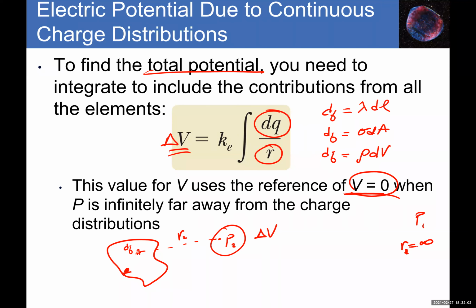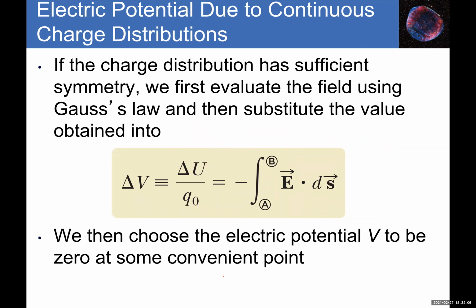So r1 here is infinitely, let's say, far away. All right. So, remembering that we have this equation where delta V equals delta U over q naught for the test particle. Remember, delta V here is defined as potential energy per unit test charge.